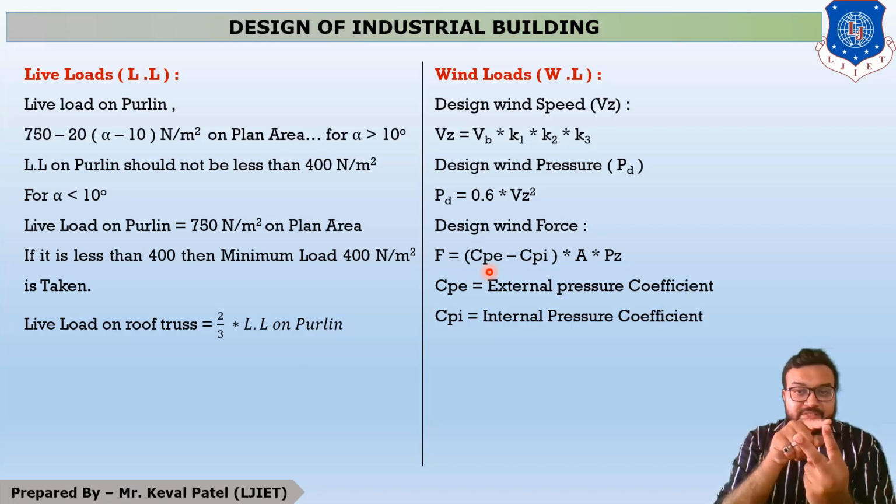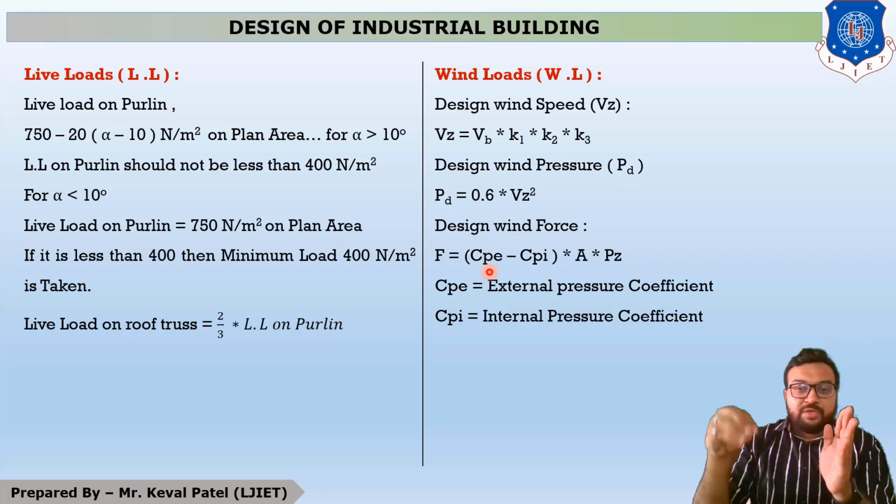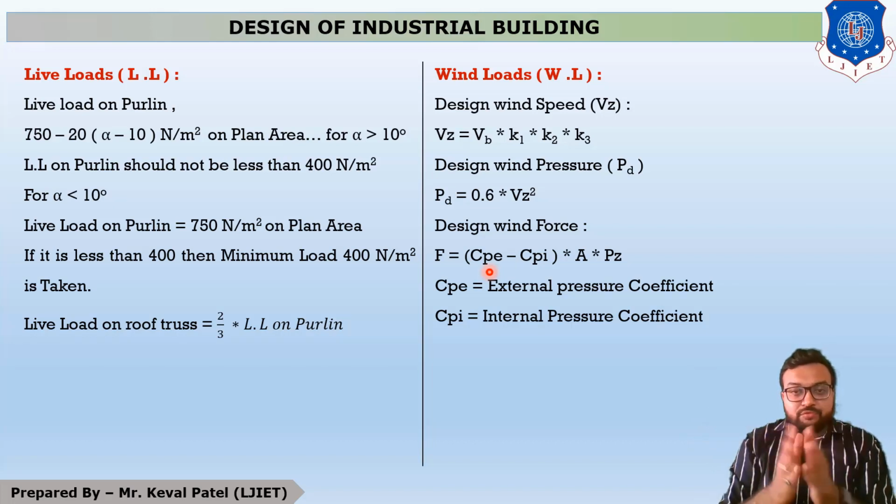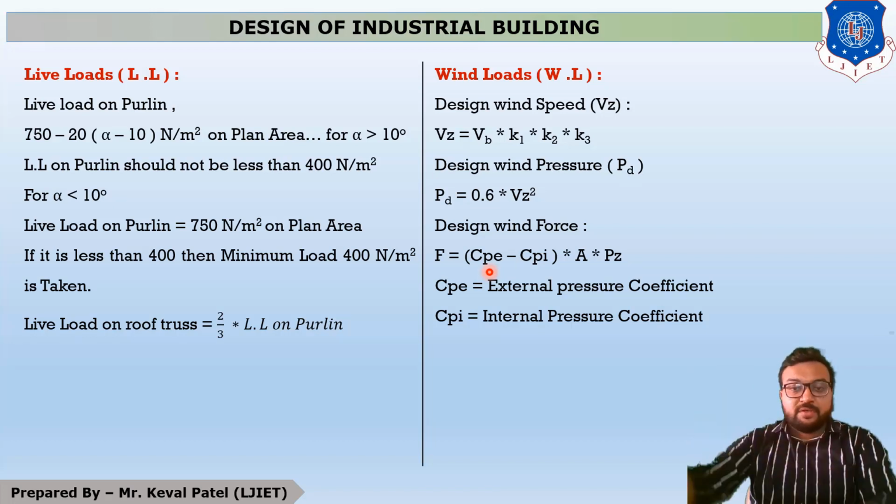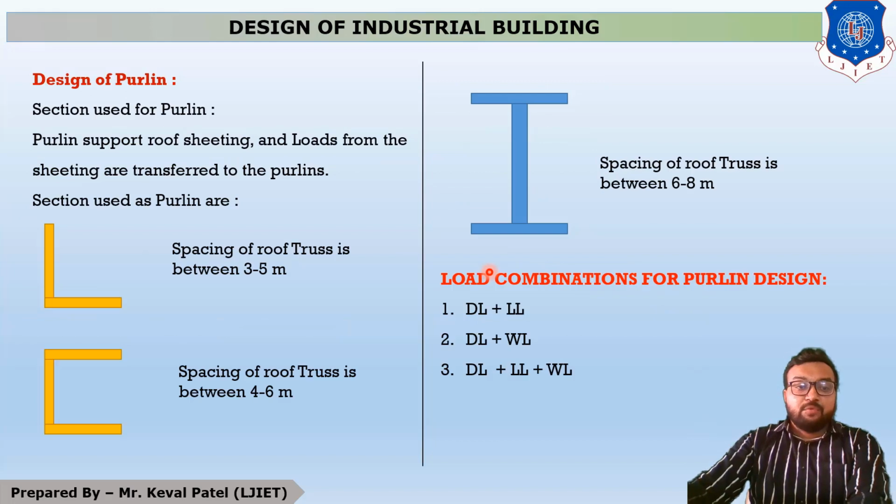In the first type of example, all the load calculations are directly given. Say for example, the load on purlin is 3 kilonewton per meter, so you have to design the purlin like this. And in the second type of example, first of all, you have to find the dead load, live load and wind load. After that, with the help of load combination, you have to find the load, and after finding the load, you have to design the purlin. Okay, so this is our first type of example, and in the second type of example, our design of purlin.